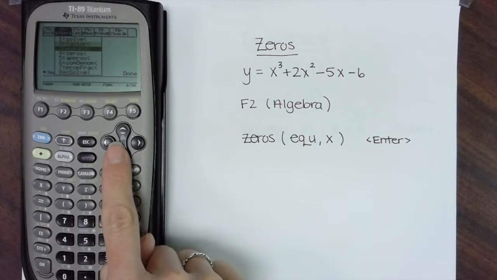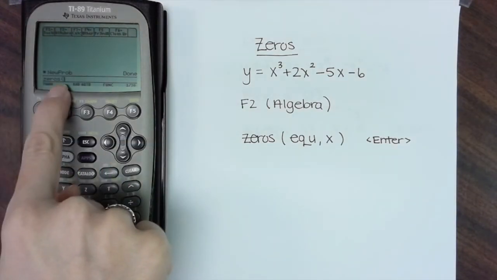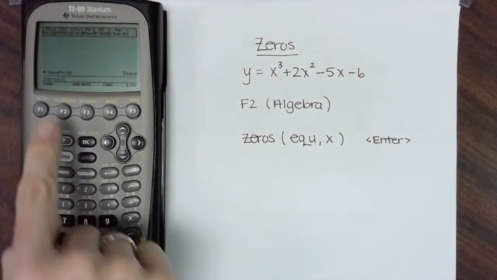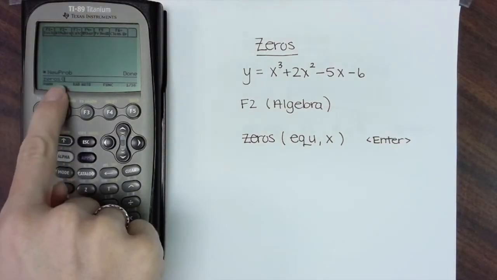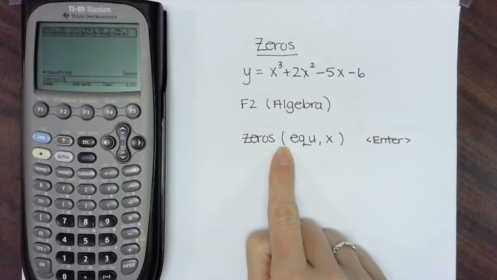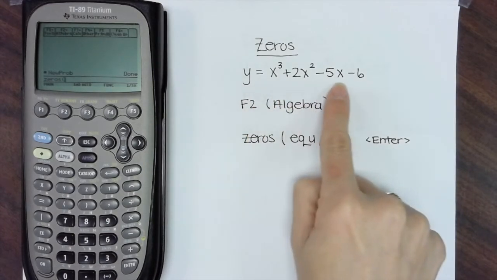Again, you can arrow down to highlight it and hit enter, and that will put the zeros command at the bottom of the screen, or you could have hit the number 4 to get it. Now once you have the zeros at the bottom of the screen, the way you enter the zero command, zeros and the parentheses shows up already. Now you'll have to type the equation, which I want you to use this one.